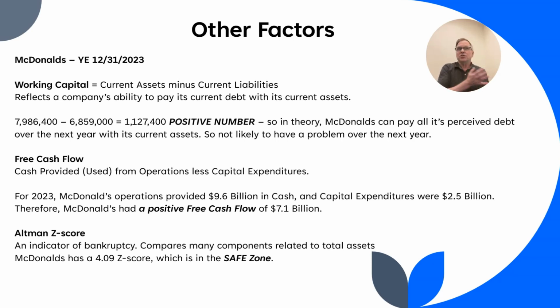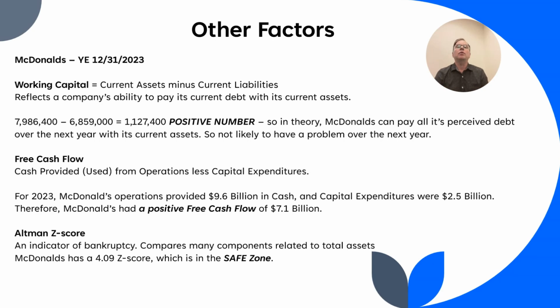Working capital is something else we have to put into that. Working capital would mean, do I have more current assets, cash, inventory, receivables, than I do current liabilities, like accounts payable, paying my vendors for the food and things that I've bought for McDonald's? So it's kind of an operational look at current cash flow, current assets versus current liabilities. So when I subtract current liabilities from current assets, I hope I have a positive number. And yes, McDonald's has a positive number.